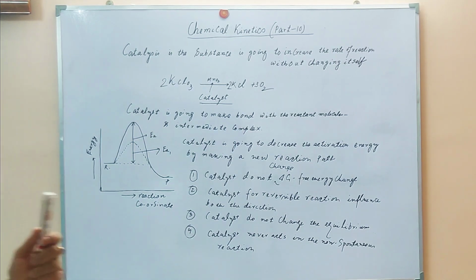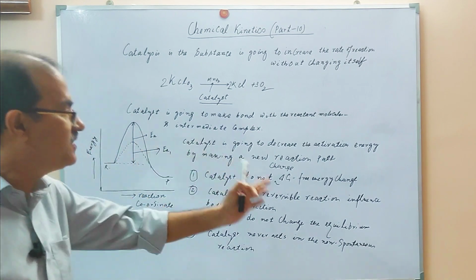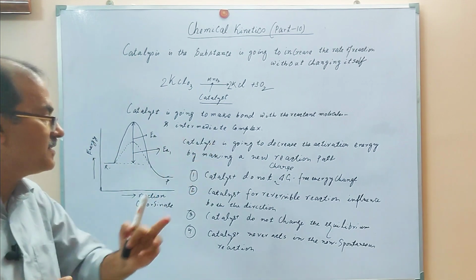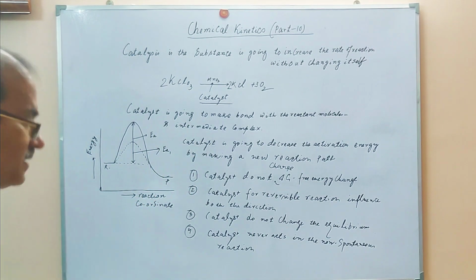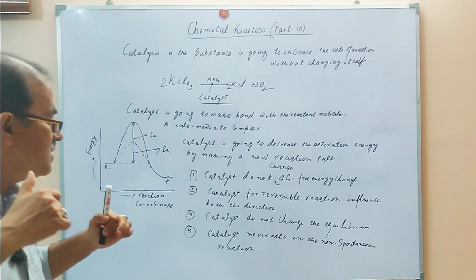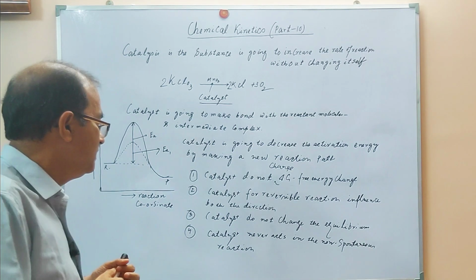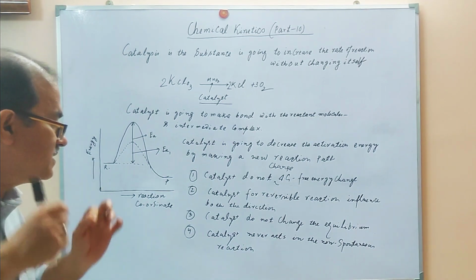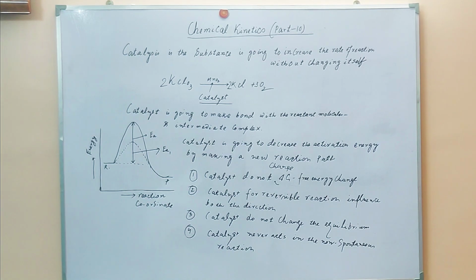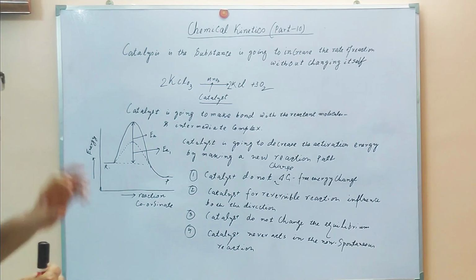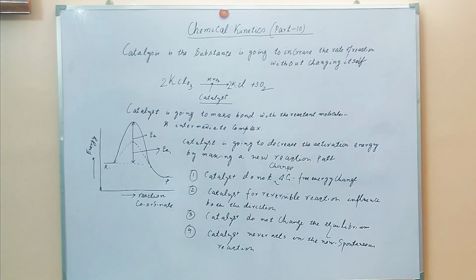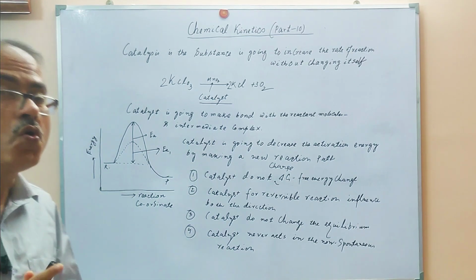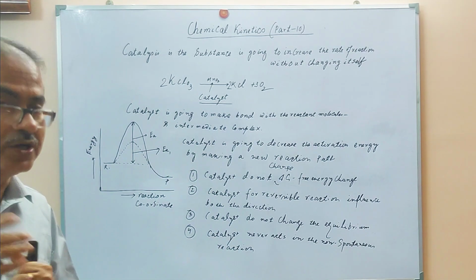So these points you must remember. Catalyst does not change the del G, that is the free energy change. Catalyst for a reversible reaction influences both the directions, the forward reaction and the backward reaction. Catalyst does not change the equilibrium point. It will help to reach the equilibrium point in the fastest time. Catalyst never acts in a non-spontaneous reaction. That is what you should learn about the catalyst, it is in your syllabus, and you should learn this.